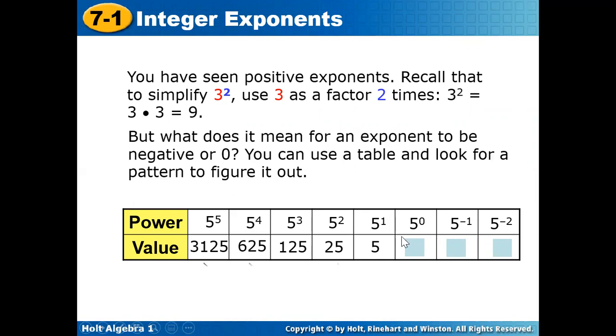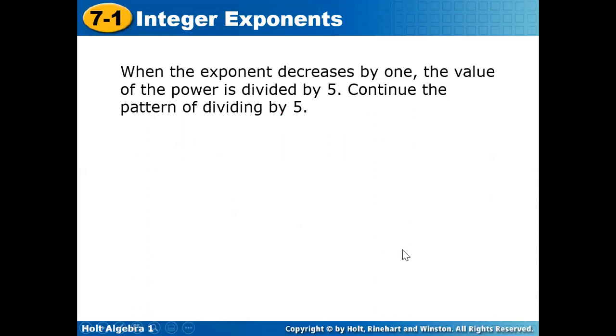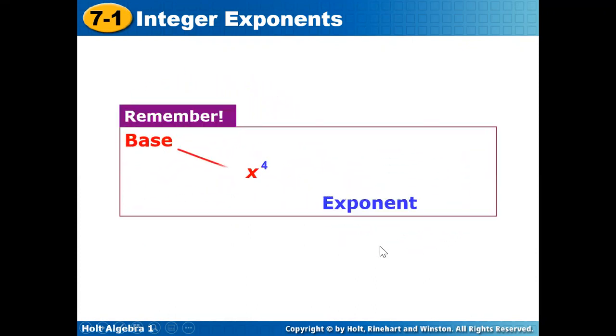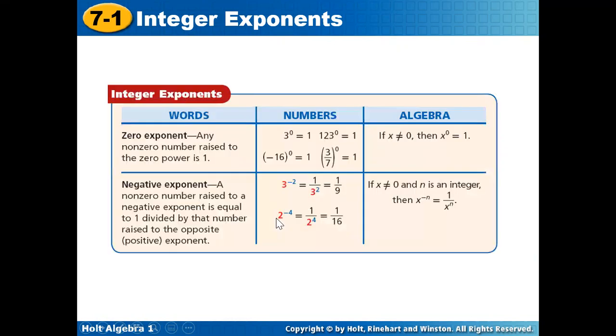So you see we keep going down here, right? Divide each by 5, right? Divide 5 by 5. That gives you 1. Right? And then continue. You get 1/5, right? So 5 to the negative first power is 1 over 5. 5 to the negative 2 power is 1 over 25. That's your base, and that's your exponent.